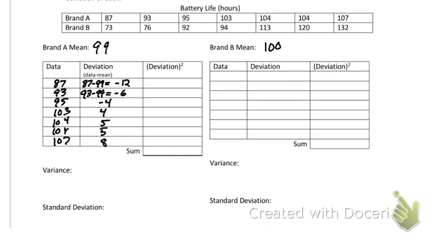Our next step would be to square all those values. So our first value was negative 12. So I'll go negative 12 squared. Well, that equals 144. Negative 6 squared equals a positive 36. Negative 4 squared is 16. 4 squared is 16. 5 squared is 25. 25. And finally, 8 squared is 64.